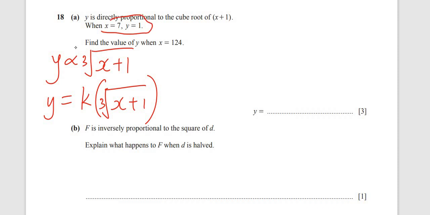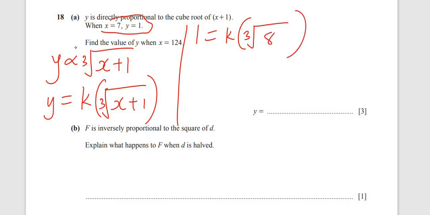So when x is 7, y is 1. So we just need to substitute y with 1. So 1 is equal to k times the cube root of x plus 1. So x is 7. 7 plus 1 is 8. So the cube root of 8 is 2. So 1 is equal to 2k. So that means k is equal to a half.